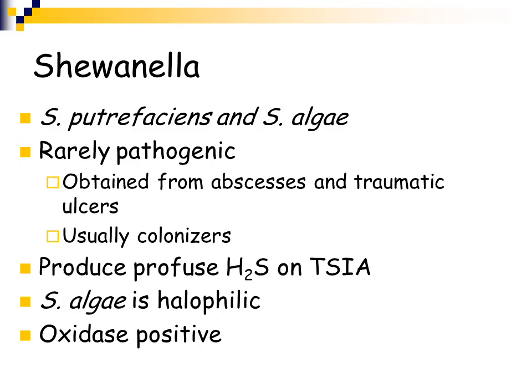Shewanella, we have Shewanella putrefaciens and algae. These are rare pathogens. They have been isolated from abscesses and traumatic ulcers. They produce high levels of hydrogen sulfide on triple sugar iron agar. So these are non-fermenters, so they would be alkaline over alkaline on triple sugar iron agar. However, they would turn the triple sugar iron agar media black because of their hydrogen sulfide production.